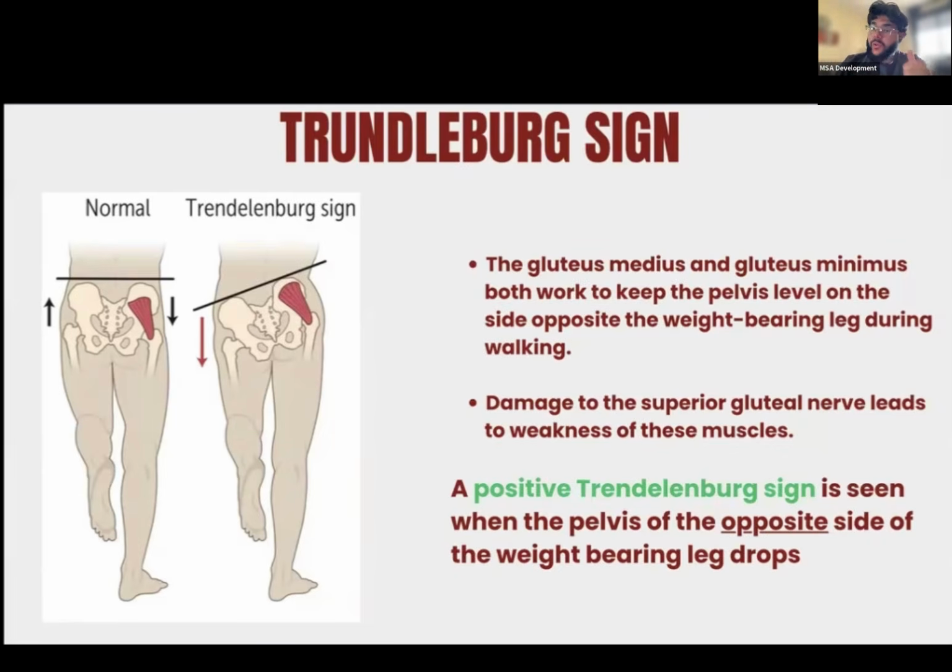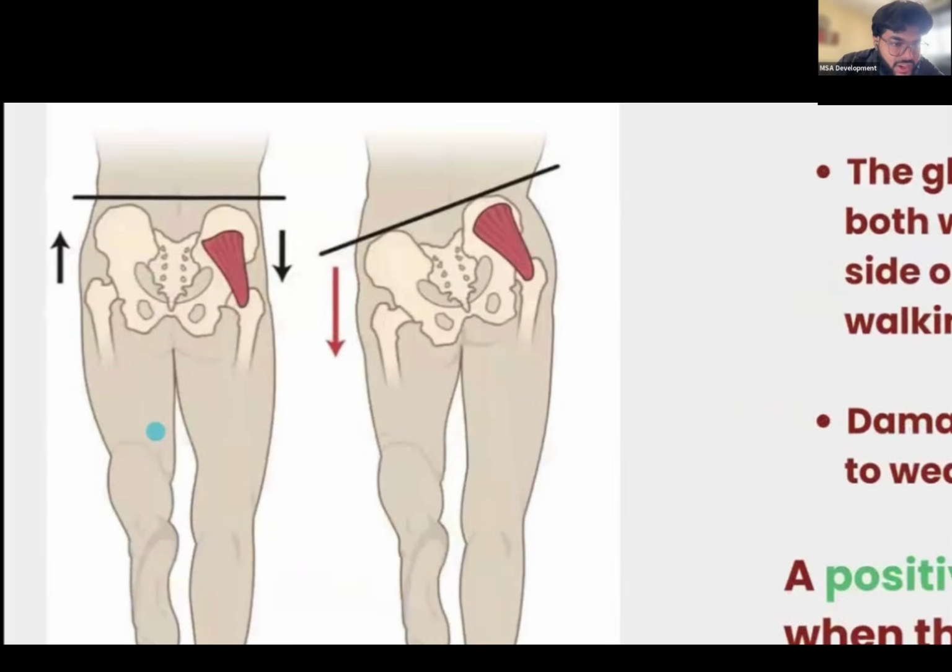However, when there is superior gluteal nerve damage, these gluteus medius and minimus muscles will become weak and will no longer be able to hold the pelvis up. So what will happen is that the pelvis will drop on the opposite side of the damaged nerve. If you have damage to the right superior gluteal nerve, the right gluteus medius and minimus will no longer function, and the left side of the hip will drop down.